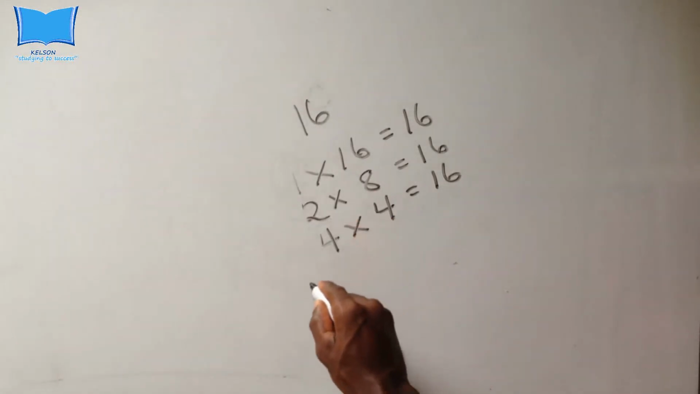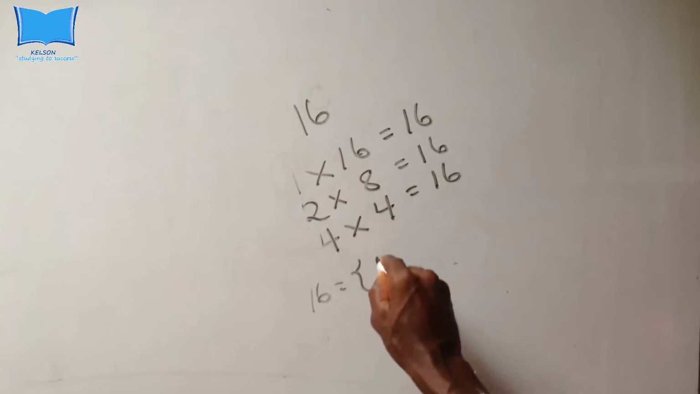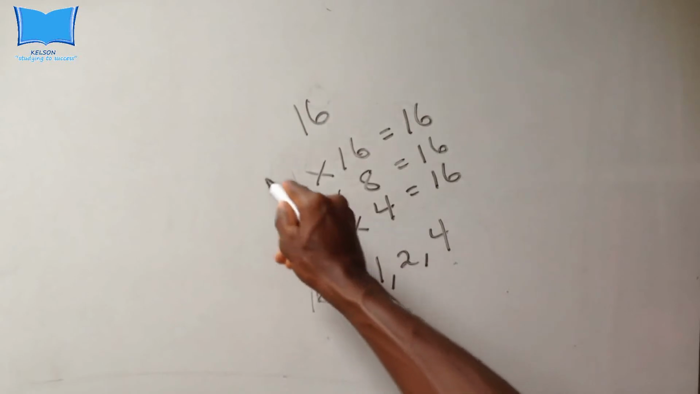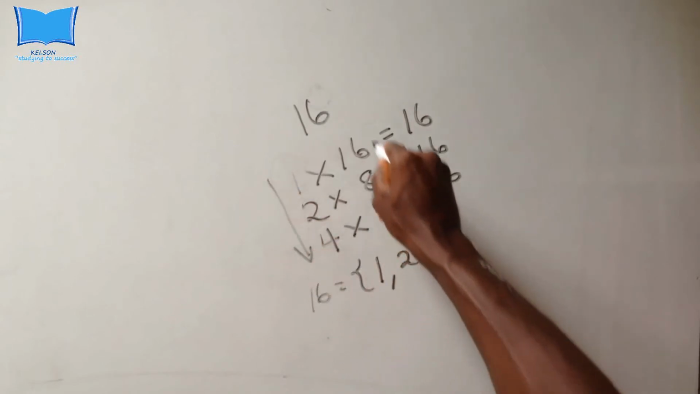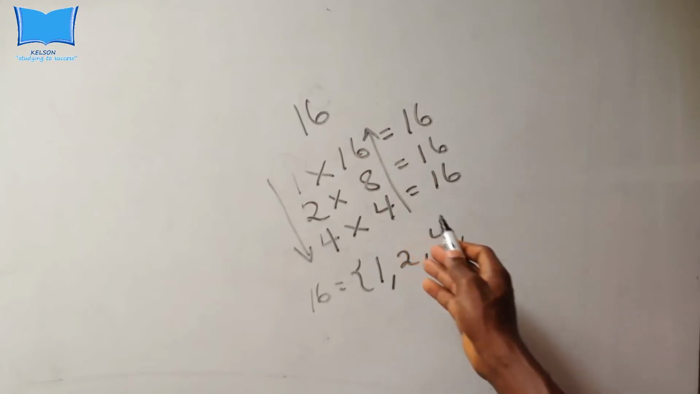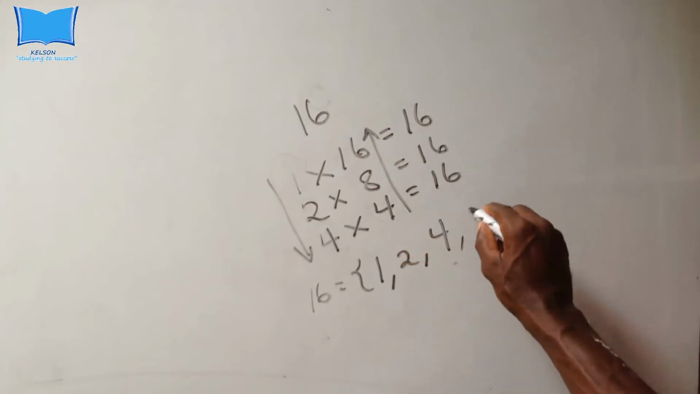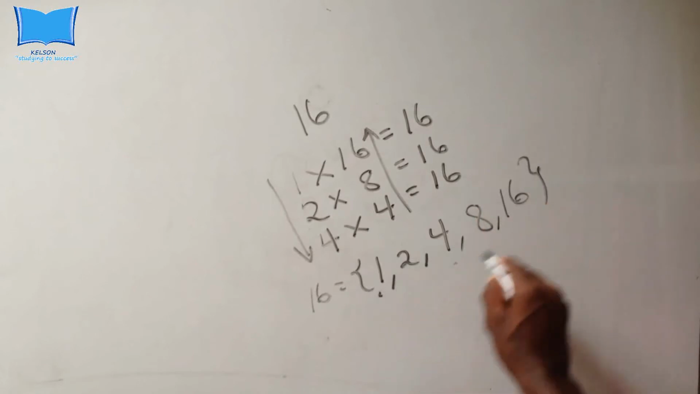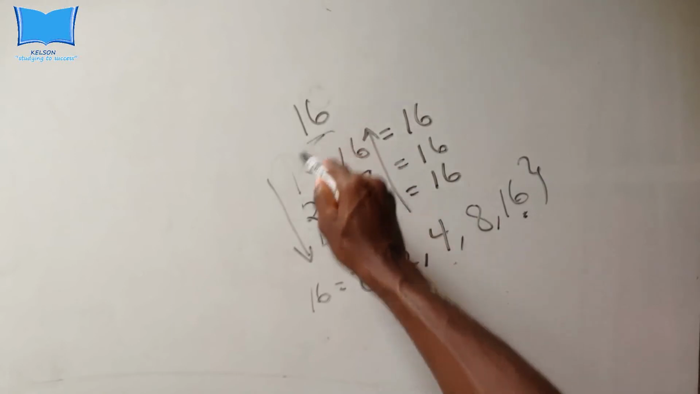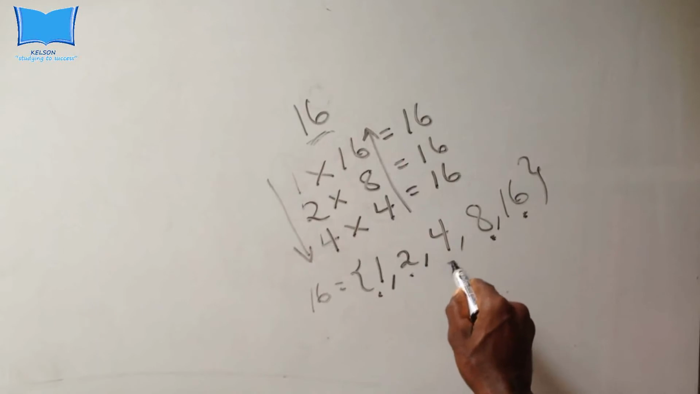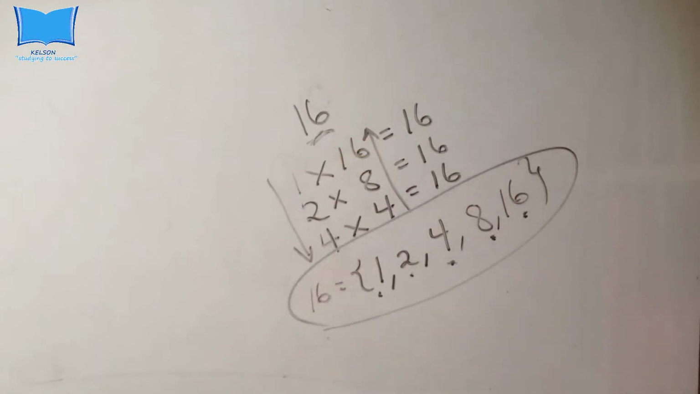So here we can write our factors of 16 to be 1, 2, 4. Now we start from here and move to this side. Next 4 again, but we already have 4 here, so we don't have to write it twice. Then we move on with the 8 and 16. Now observe, 1 times 16 equals 16. 2 times 8 gives us 16, and 4 times 4 gives us 16. And we have our factors of 16, and that's it.